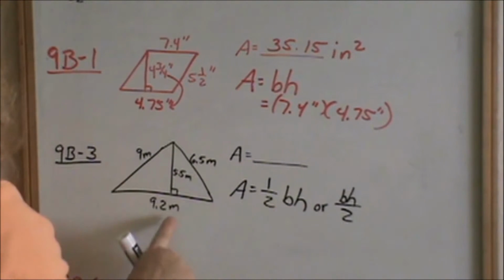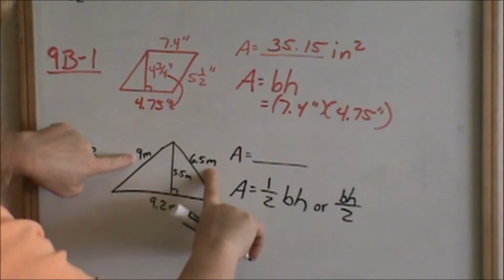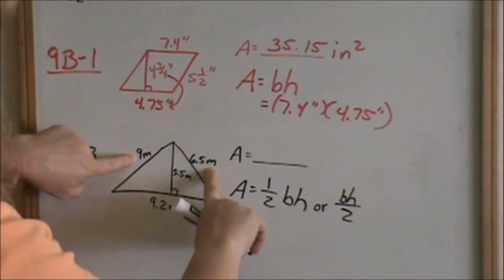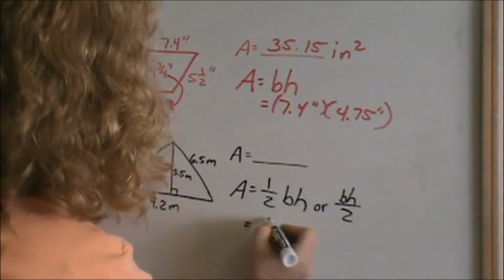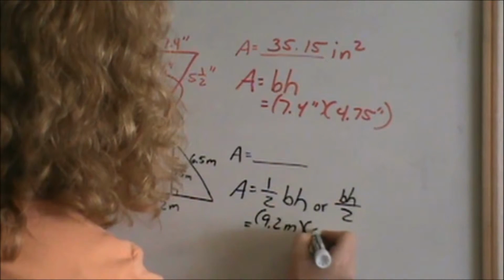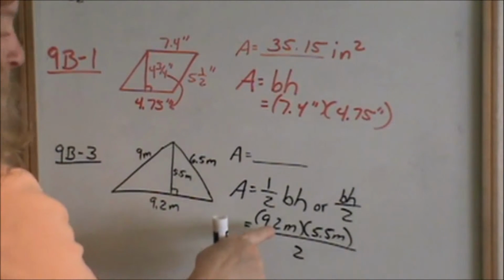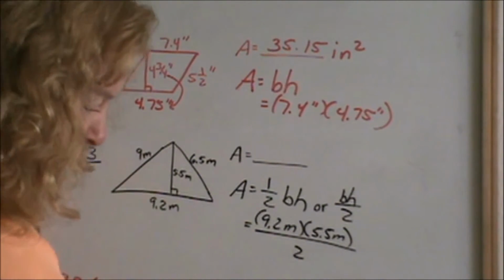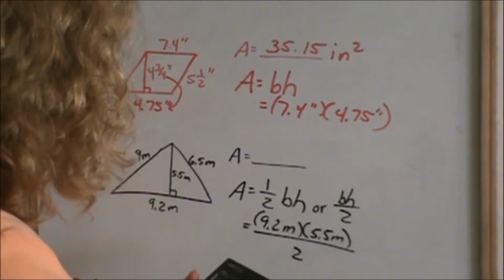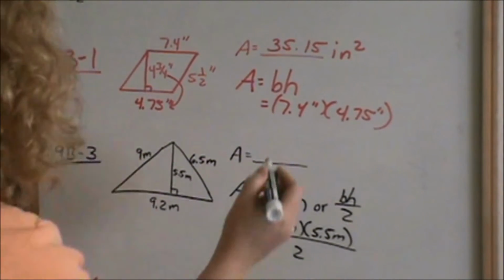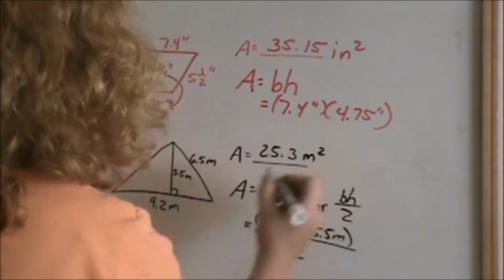Remember, you want the base. This is your base. Your height is perpendicular to your base. I will not need these two numbers because neither one of those is perpendicular to my base. This is what is perpendicular to my base. That is my height. So I will be using 9.2 as my base meters times my height, which is the 5.5. Now divide that all by 2. Order of operations, do this first, then do divide by 2. When you do that, let me make sure I'm rounding correctly. All right. Comes out to 25.3. And then the units are meters, so square meters.